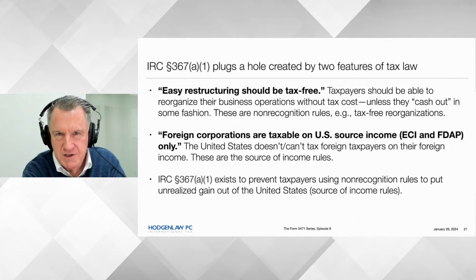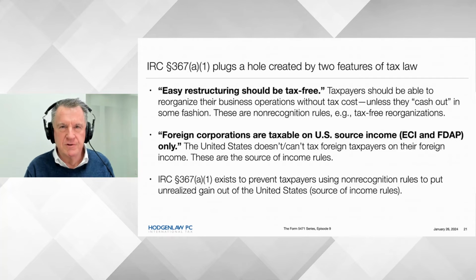Why does Section 367(a)(1) even exist? Why are they taking non-recognition rules that work perfectly fine in the domestic context and saying, nah, you can't use that in the context of outbound transfers from a domestic taxpayer to a CFC or to a foreign corporation generally? So there are two competing tax principles here, one of which is sort of a general policy decision that Congress made way back in the day.